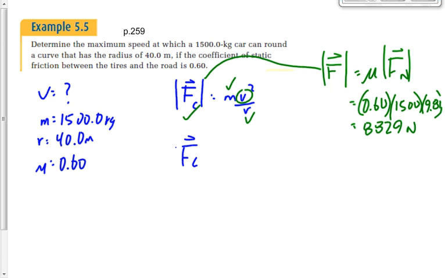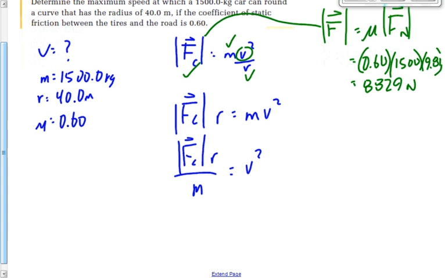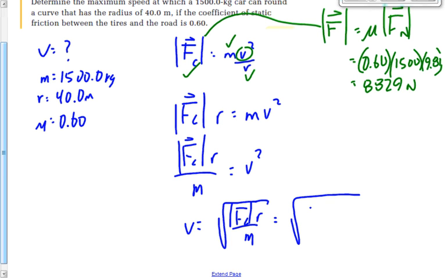Let's take the r up by multiplying. Let's take the m down by dividing. And how do we get v by itself there now? Square root it now, right? So v is equal to the square root of Fc times r over m. We know the value of Fc now. We didn't when we started the question, but we do now. 8,829 times the radius of 40 meters divided by the mass of 1,500. We get a speed here of 15.3 meters per second.